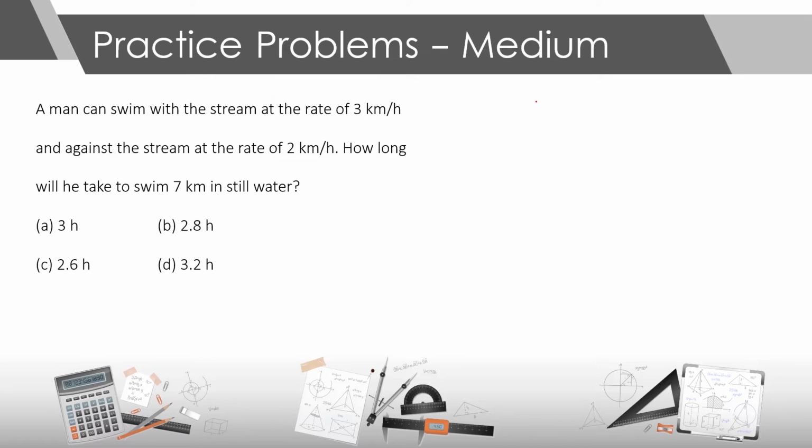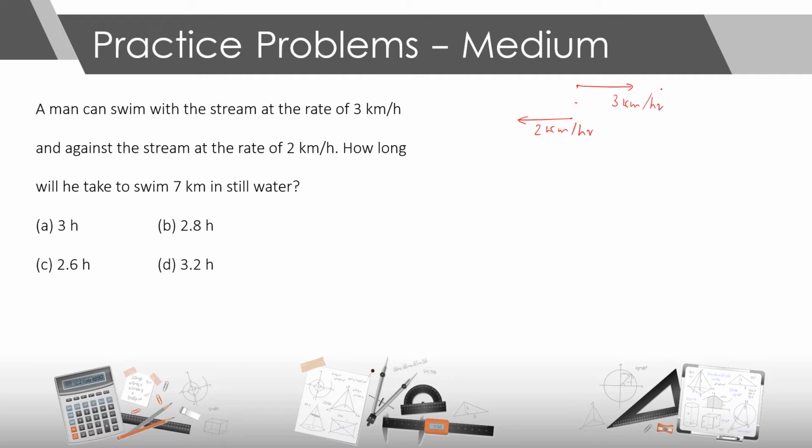Now the person can swim with the stream at a rate of 3 kilometers per hour. So what this means is the downstream speed is 3 kilometers per hour and against the stream at the rate of 2 kilometers per hour. So this is the upstream speed. How long will that person take to swim 7 kilometers in still water? So we have downstream speed and upstream speed. We have to find out the speed in still water and then we can easily find out the time taken to swim in still water.